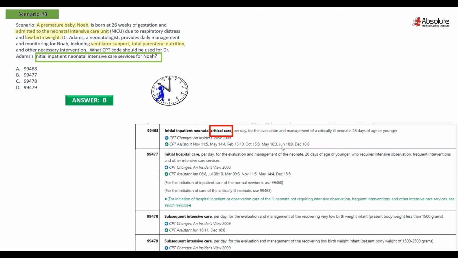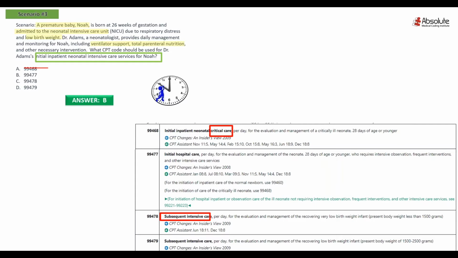So if you remember what I said while reviewing the guideline, it's different from critical care. This is coding the service which we are looking at here, which is for neonatal intensive care. So this is a little bit on the severity level. It's just below the critical care. So we are not coding for critical care services here. We are coding for intensive care service.